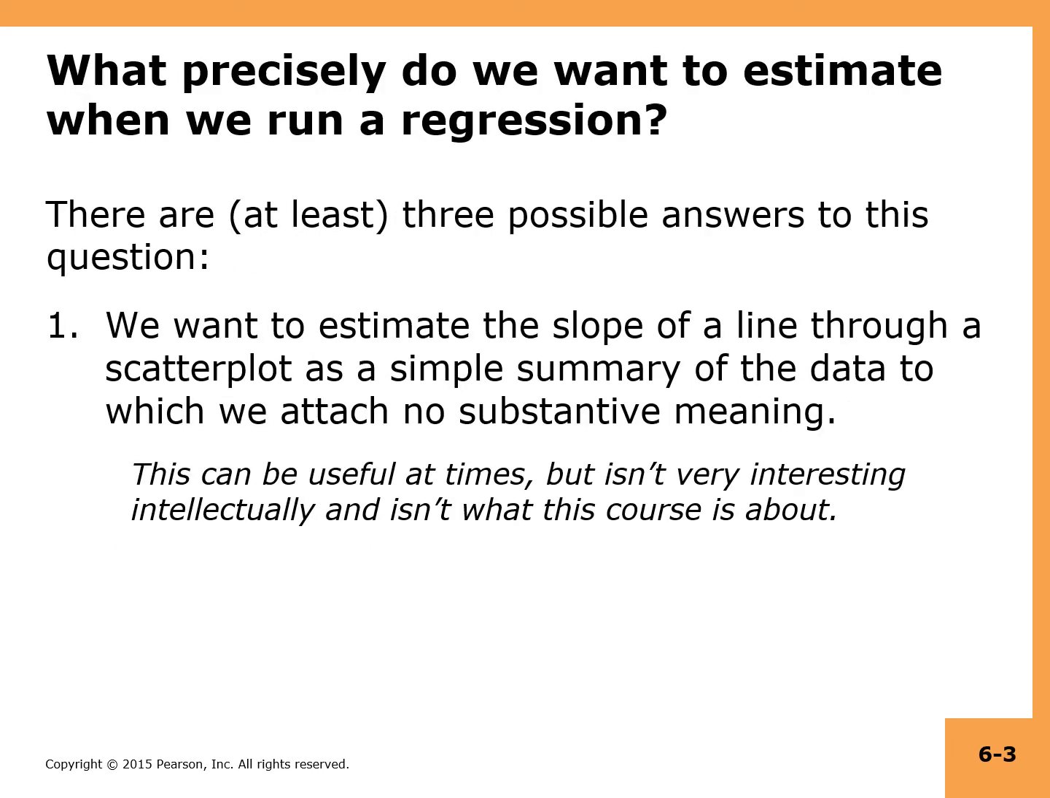So what do we want to estimate when we run a regression? There are at least 3 possible answers to this question. The first is that we just want to estimate the slope of a line through a scatter plot as a simple summary of the data to which we attach no substantive meaning. In other words, we're just trying to measure the relationship between x and y. This can be useful at times, but it's not very interesting, so this is not what we want to do in this course.